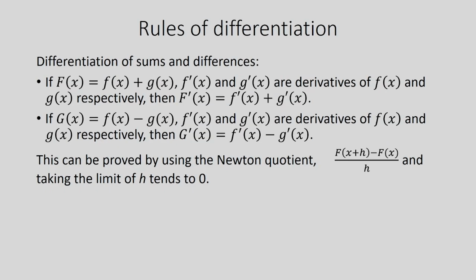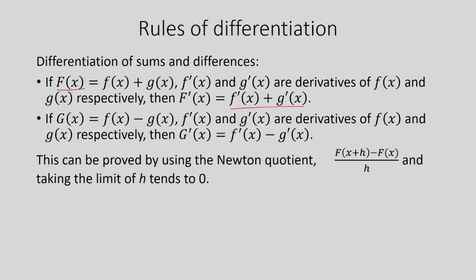Now, there are certain rules of differentiation. First, we are talking about the summation. Suppose you have two functions f and g, and we know their derivatives are f dash of x and g dash of x. If I take the summation of them and call it capital F of x, then the derivative of capital F of x is equal to the summation of the derivatives, that is f dash of x plus g dash of x. So, basically, the derivative of a summation is equal to the summation of the derivatives.